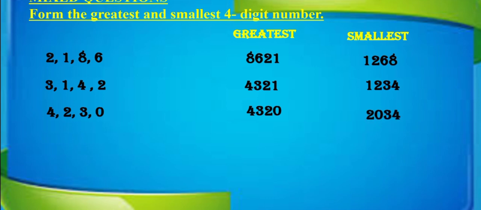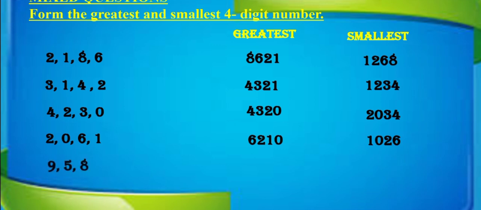Now the next example is 2061. So using these 4 digits with 0 as one of the digits, how to form the greatest number? 6210. And when you are forming the smallest number, don't take 0 as the first digit, take 0 as the second digit. So 1026.